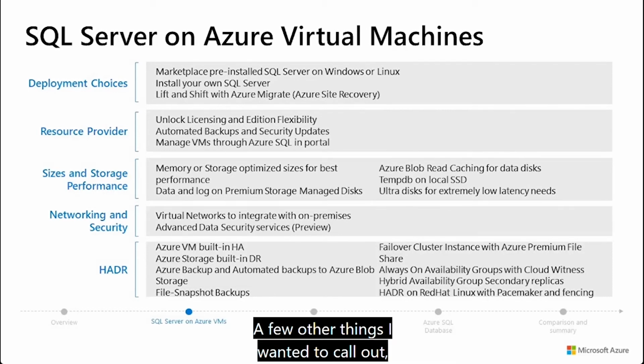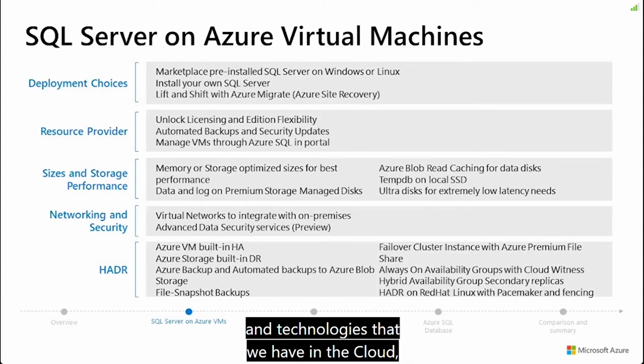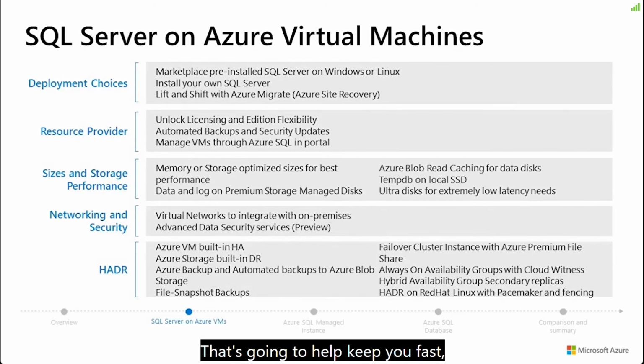A few other things I wanted to call out, because you're running in Azure and you have the support of the various hardwares and technologies that we have in the cloud, you can get several things. You can get memory or storage optimized sizes to get the best performance that you need, but not more than the performance that you need. You can just pay for what it is that you need. There are some other strategies around data disk and where you put your data and log files. One thing to note is that TempDB is going to be running on your local SSD. That's going to help keep you fast.